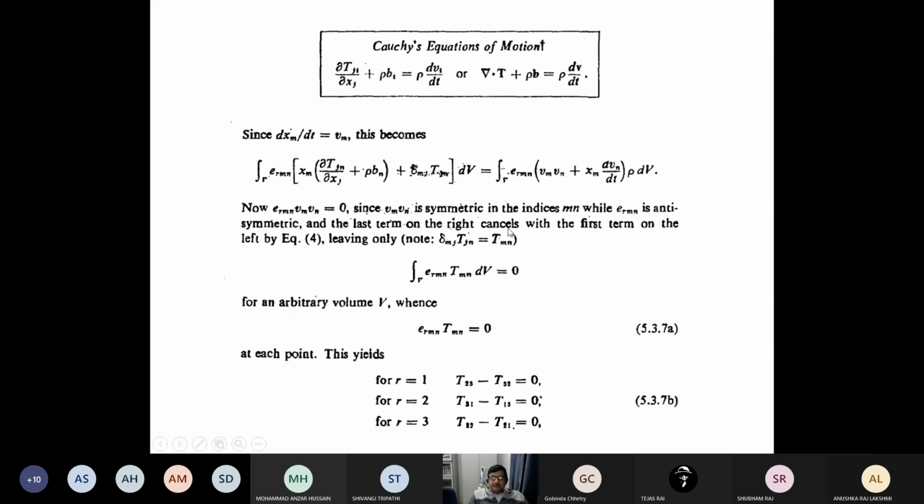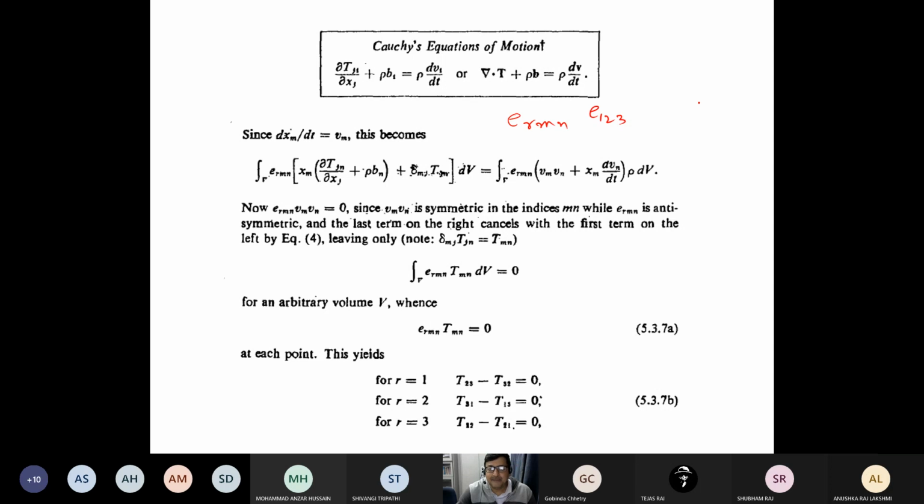So now suppose you write ε_rmn V_m V_n. What will be this term? Can anybody tell me? You can think about 1,1; 2,2; 3,3. These are anyway 0, right? So V1V1, V2V2, V3V3 are anyway 0. 1,2,2; 2,1,1; 3,1,1 are all 0. Only the ones with 1,2,3 and 3,2,1 survive. So what is 1,2,3? Here ε_rmn where rmn is equal to ε_123, right?